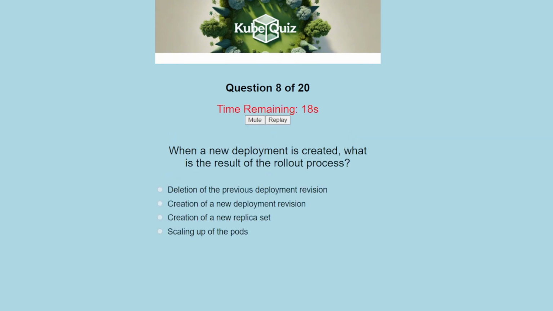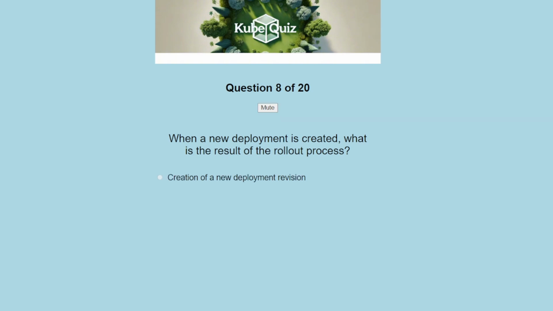When a new deployment is created, what is the result of the rollout process? Deletion of the previous deployment revision. Creation of a new deployment revision. Creation of a new replica set. Scaling up of the pods. The correct answer is, creation of a new deployment revision.